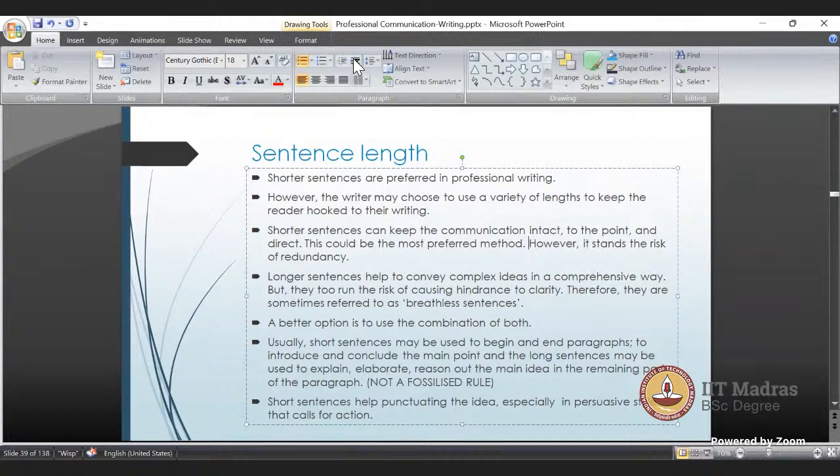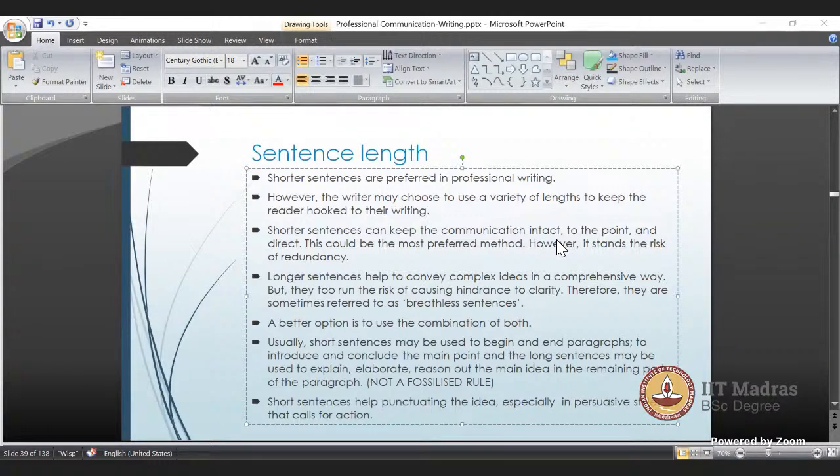If you had been a part of that class, we did this clearly that day: all these three things that you see on the screen, intact, to the point, and direct, are the characteristic features of professional writing. Which is why you prefer shorter sentences here as well. Shorter sentences enable you to keep all of them in line. So it keeps the communication intact, to the point, and direct, which is why this is the most preferred method.